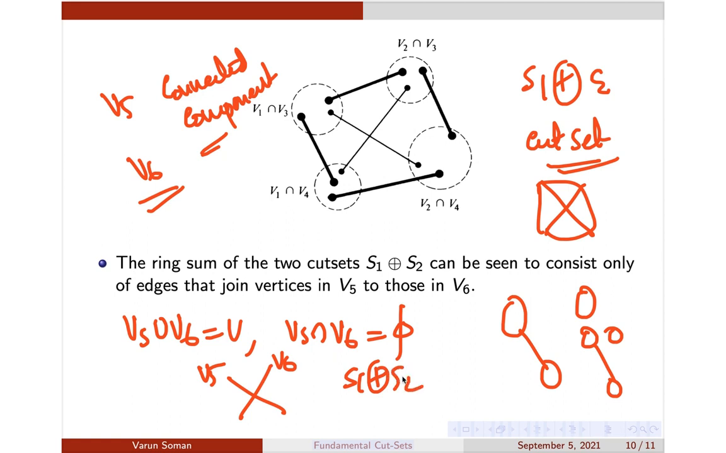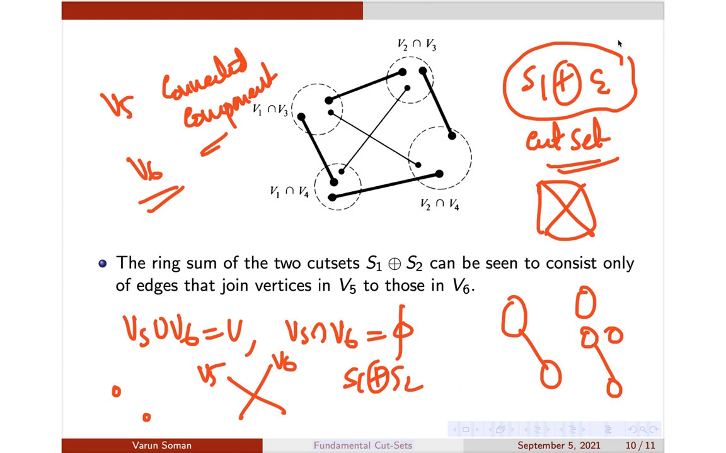Okay, so when will it not be a cut set? It will not be a cut set in the extreme case in which suppose this V5 itself has been disconnected, or if your V6 itself has been disconnected. So how will that happen? That will happen if there are some extra edges in the S1 ring sum S2 which will disconnect V5. In that case, this will not be a minimal one. So it will happen only if S1 ring sum S2 contains some extra edges which can cause further disconnections in V5. In that case, S1 ring sum S2 will not be a minimal set.